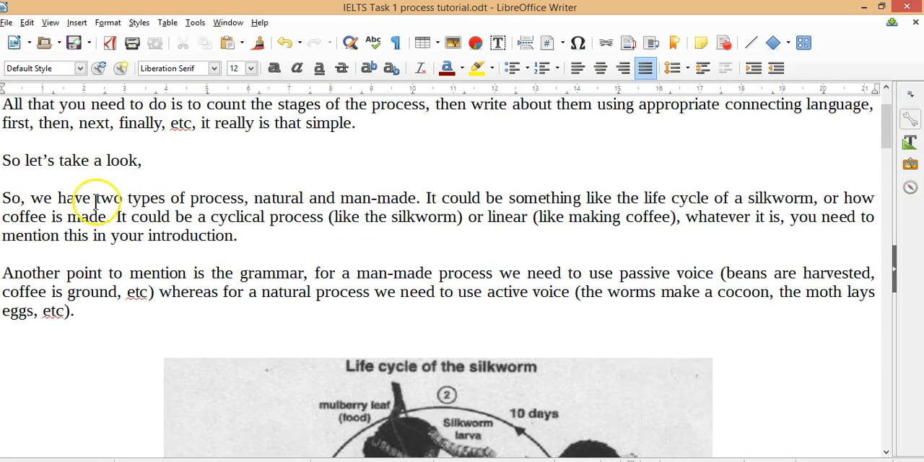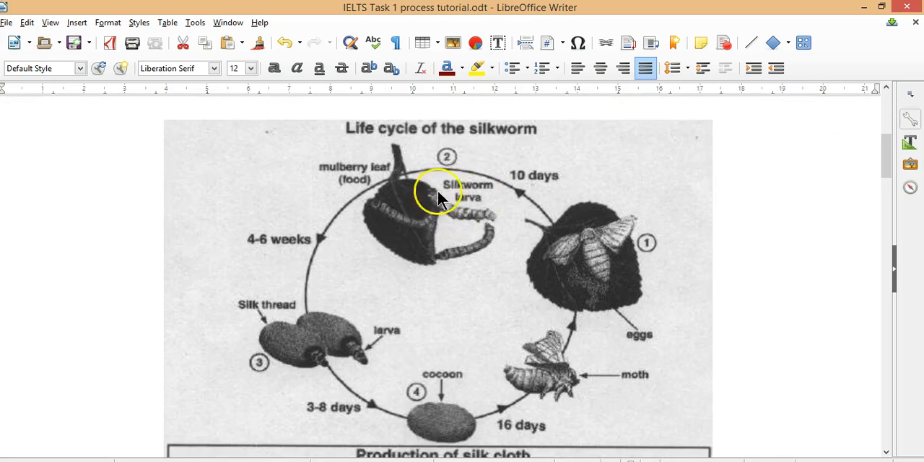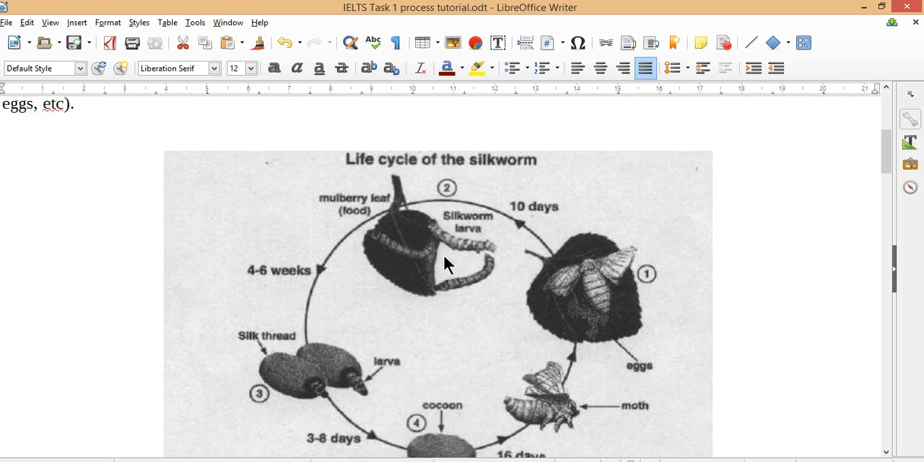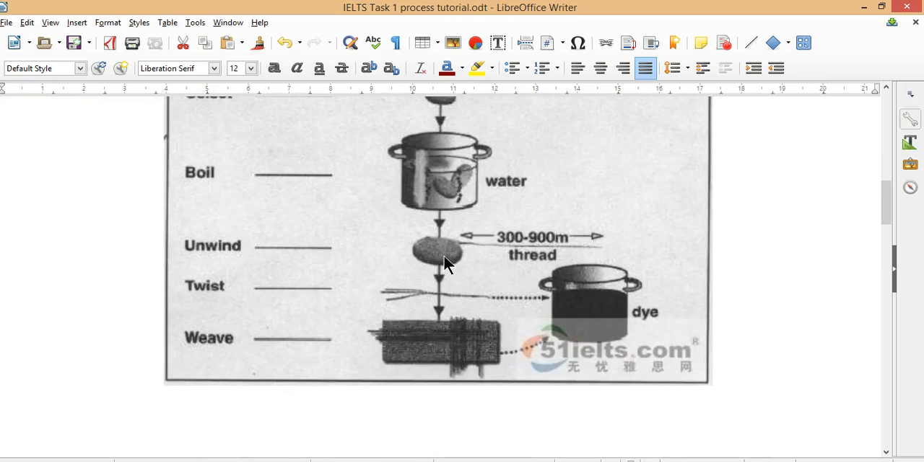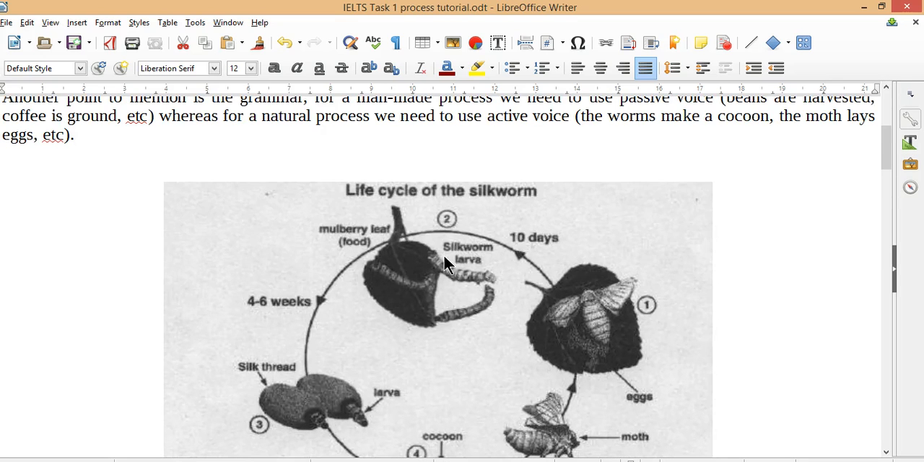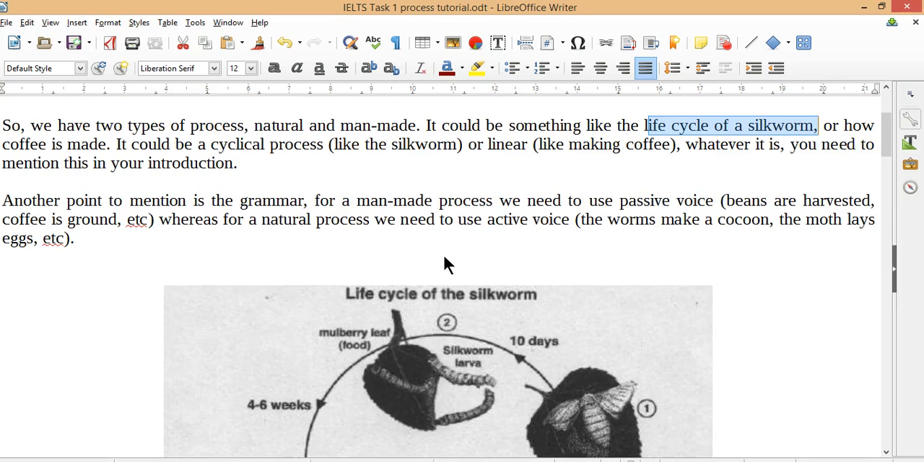Now we've got two types, natural and man-made. So it could be something like the life cycle of a silkworm, which is what we're going to have a look at. This is a very common question. I found this on about five or six different sites, so I thought I might as well use it. It's a good example.